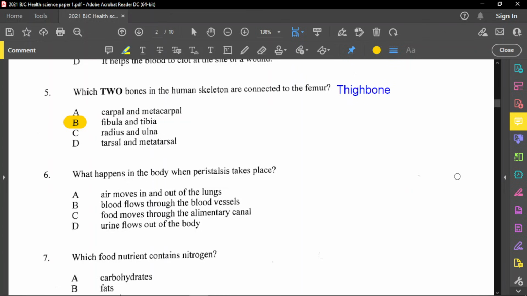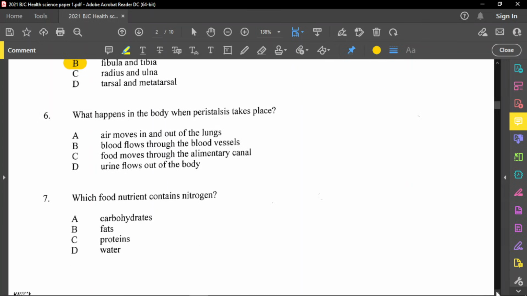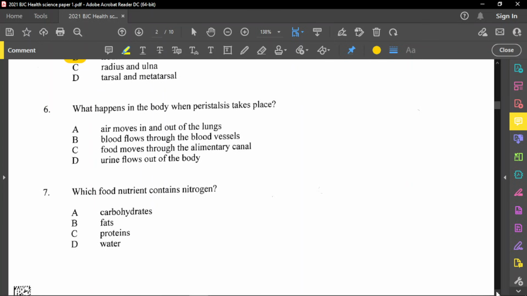Number 6 is what happens in the body when peristalsis takes place, and you know what peristalsis is. Peristalsis is a wave-like movement of food through the alimentary canal, the wave-like movement of food through the digestive system. So peristalsis takes place when food moves through the alimentary canal.